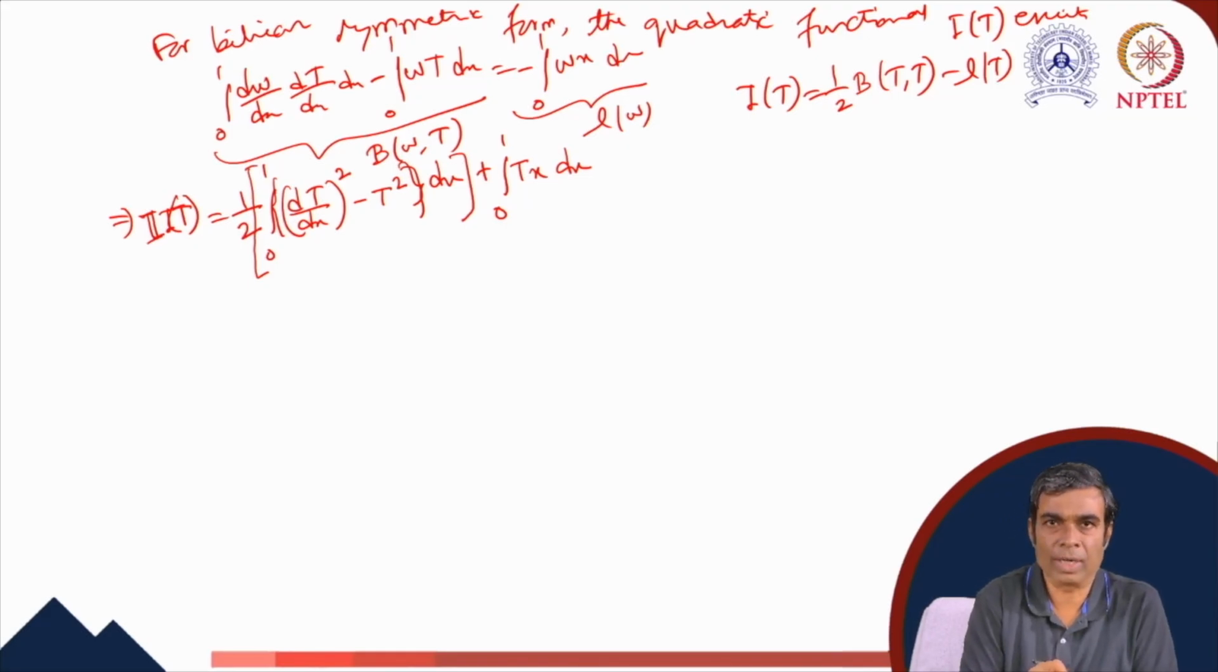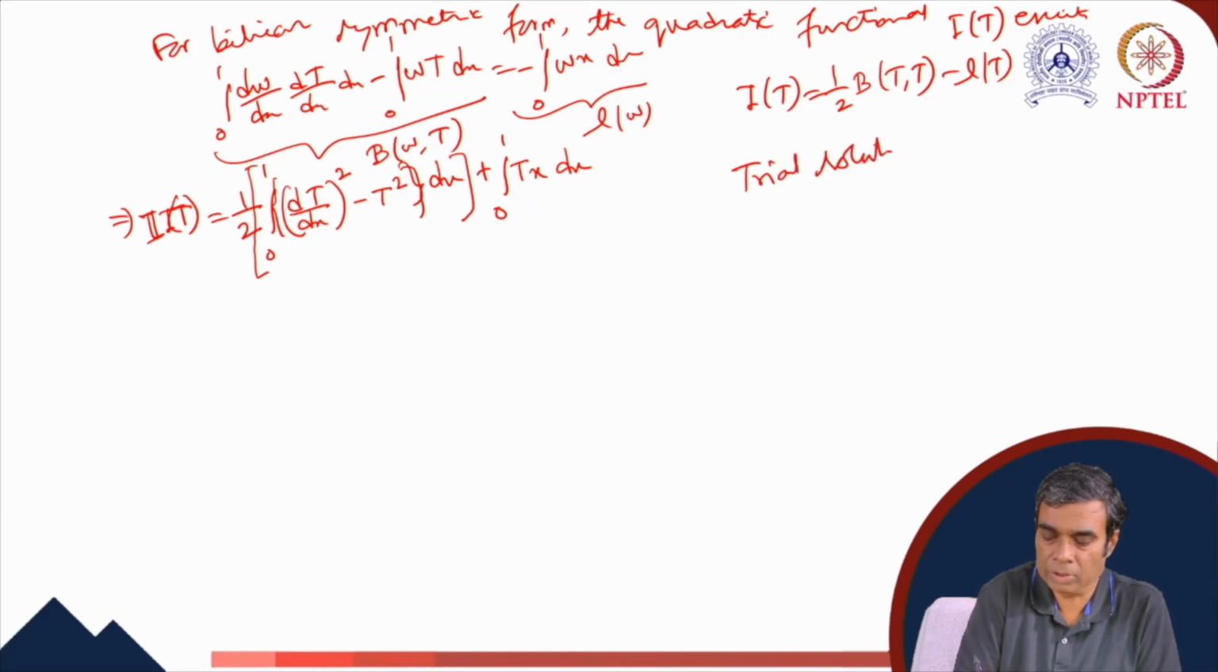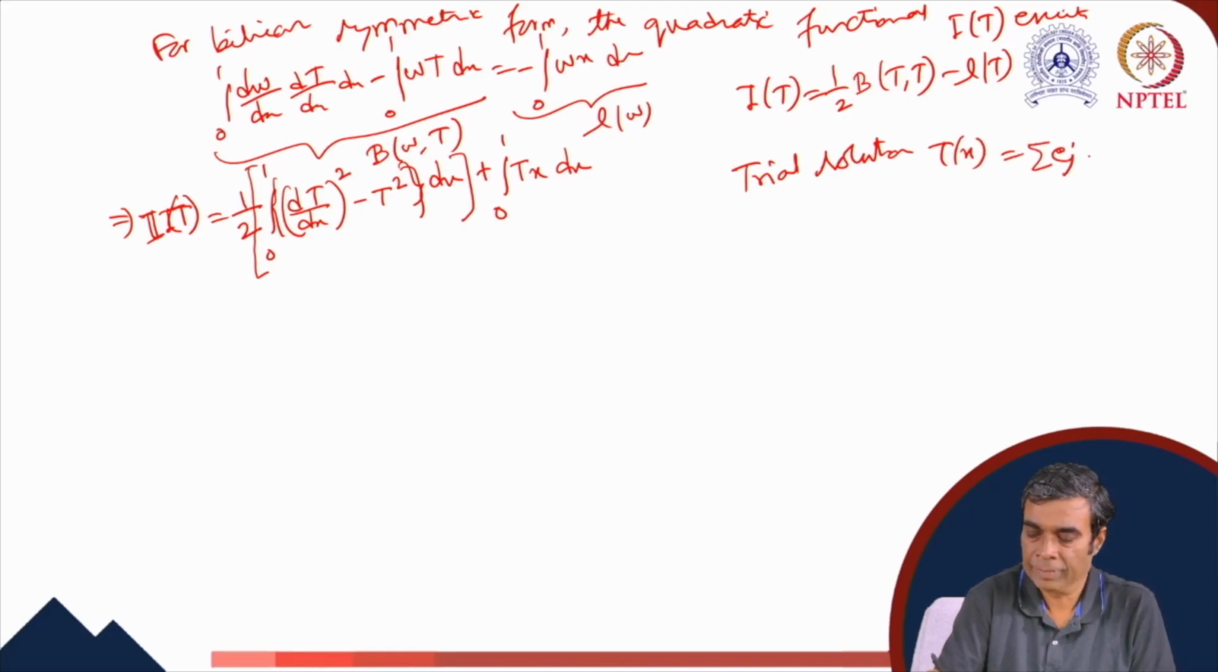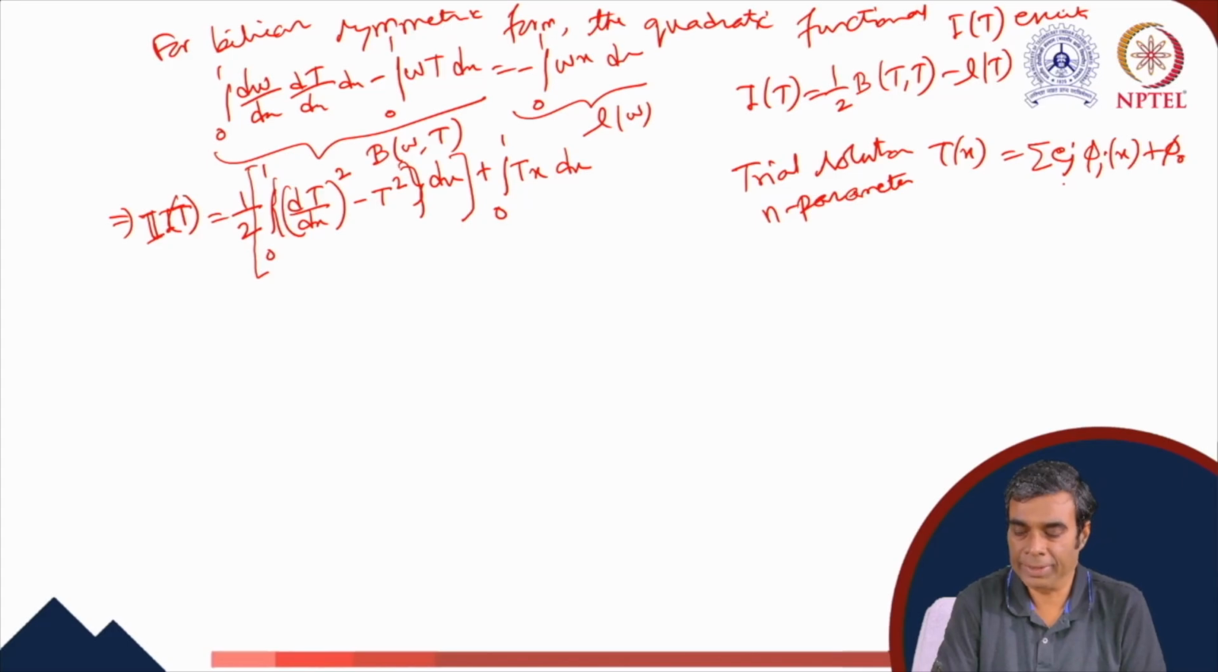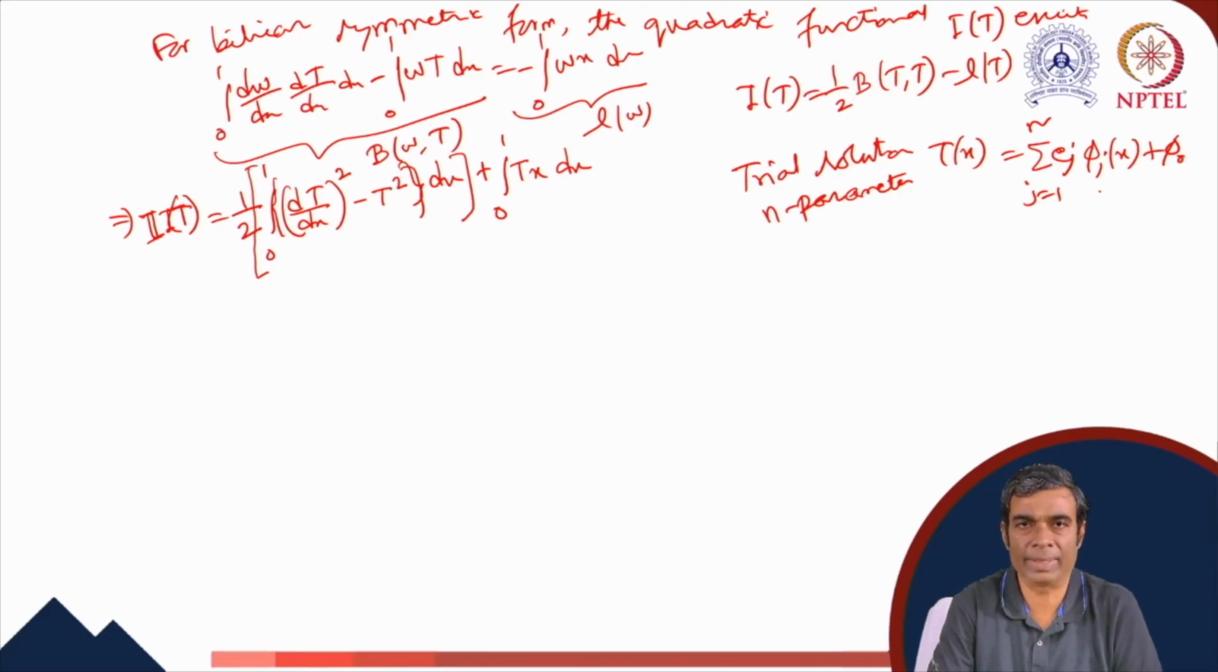Now let us construct the trial solution. The trial solution for temperature, an n parameter expression, is T(x) equals sum of Cj phi j(x) plus phi 0. Here Cj are the Ritz coefficients, j varies from 1 to n, and phi j(x) are the approximate functions, the basis functions which we choose. Phi 0 is selected in such a manner that T(x) satisfies the essential boundary conditions at both the left and right boundaries.